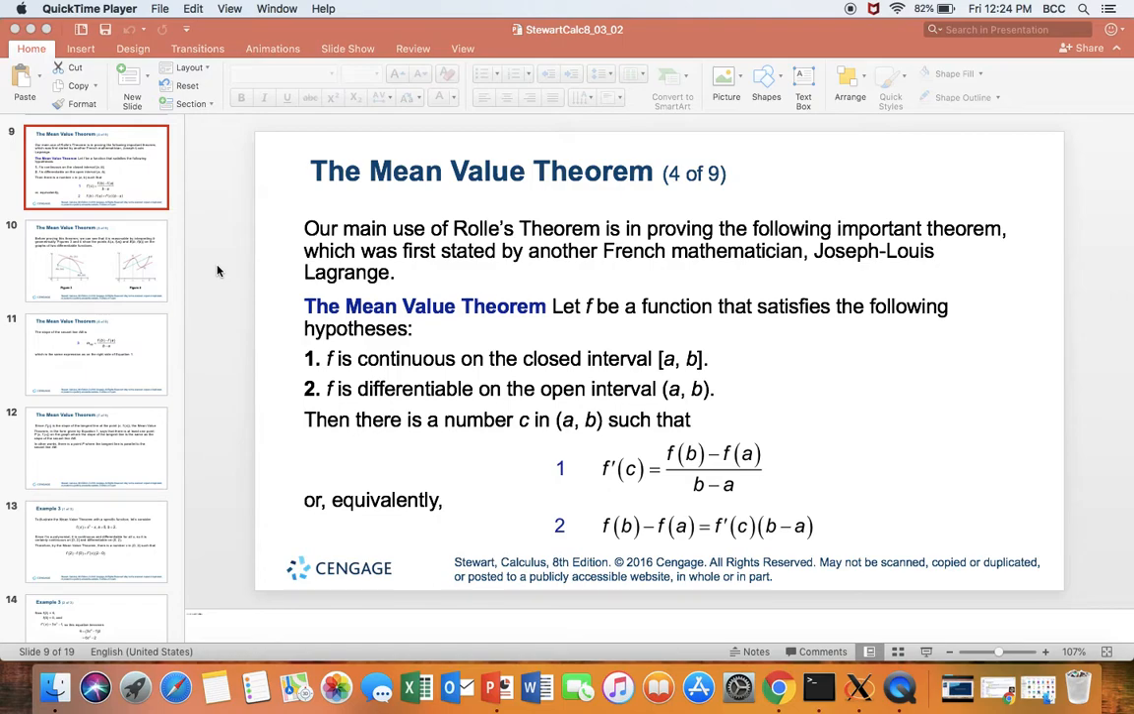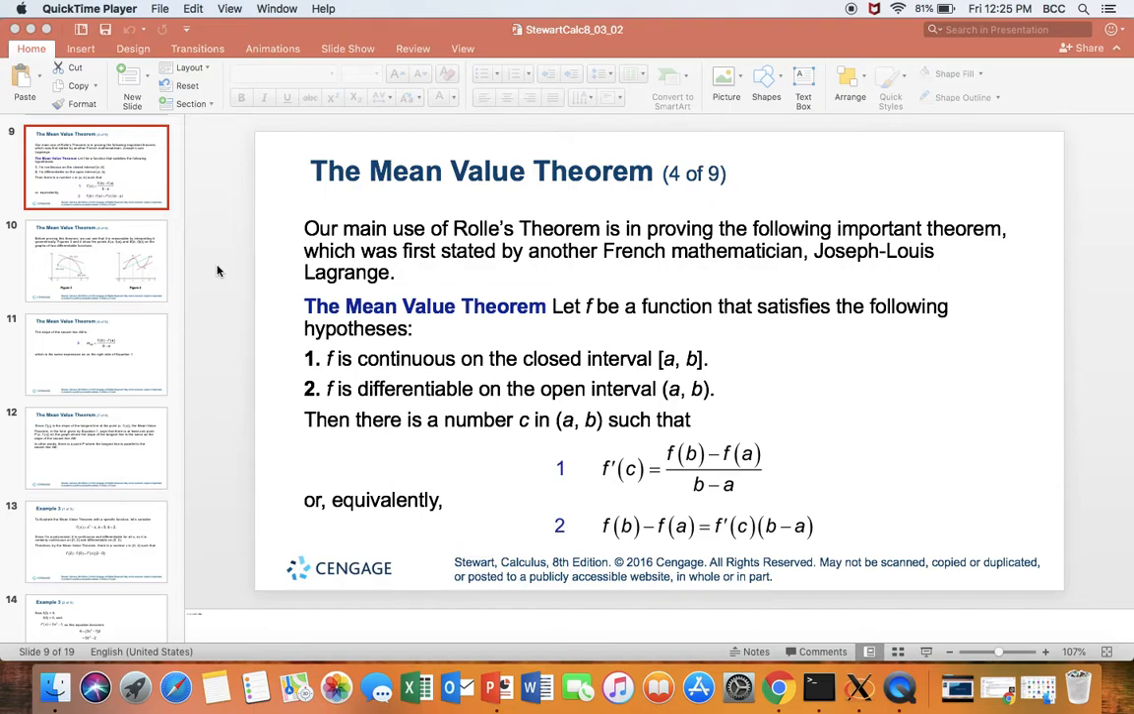Now, our main use of Rolle's theorem is in proving the following important theorem, which was first stated by another French mathematician, Joseph Louis Lagrange. Now, this is a famous mathematician, Lagrange. But anyhow, continuing with mean value theorem.